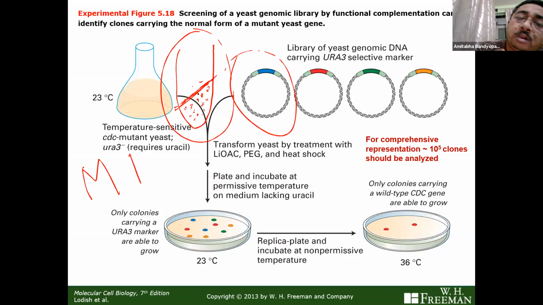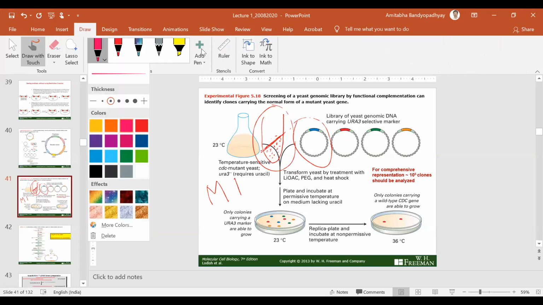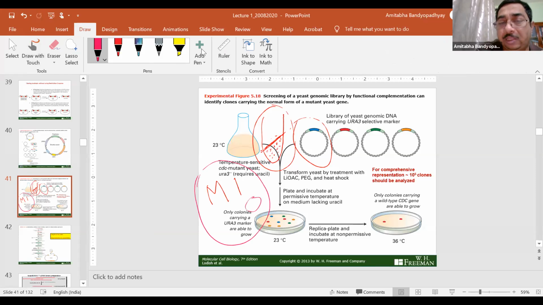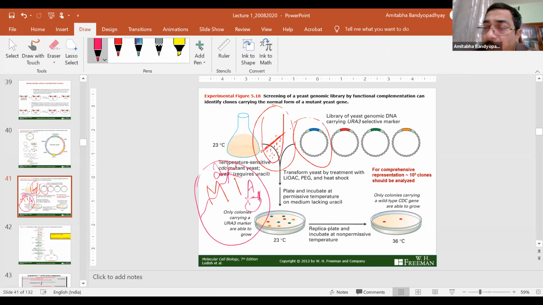So if you transform that mutant cell with this library and then plate it at 36 degrees, if in any of the mutant yeast cells you have the plasmid that codes for gene A, and mutant 1 was, say, mutated in gene A, now that plasmid provides the functionality of gene A. So now it will be able to grow at 36 degrees. Is it clear up to this or not?